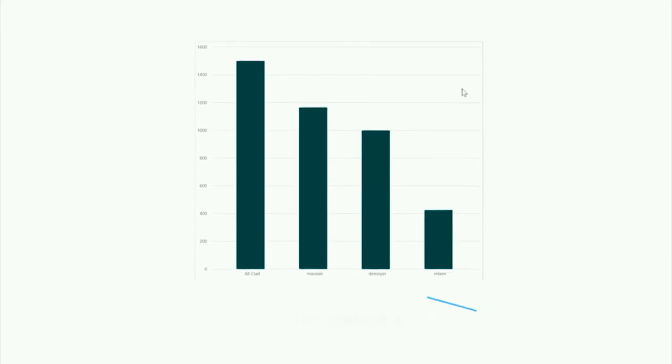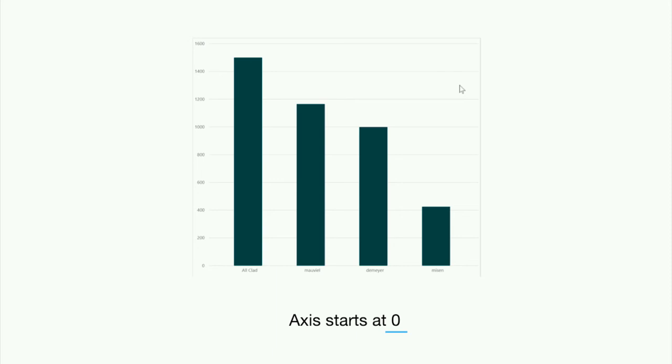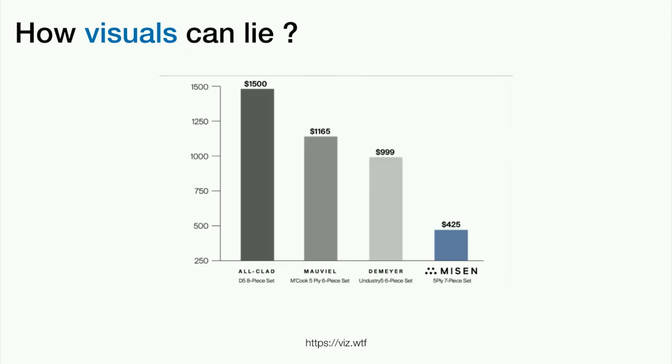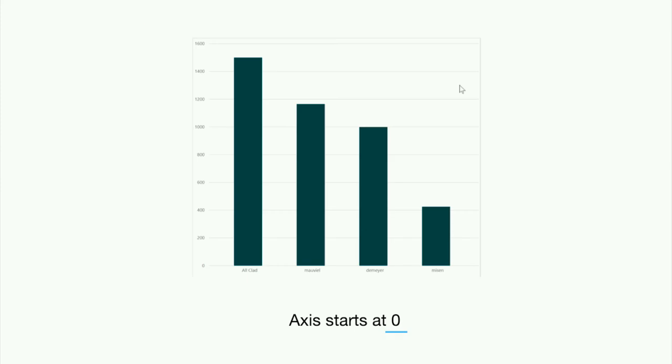Here, the axis actually starts at 0. But in the previous one, let me go back if I can. If you go back here, let me see. The axis starts at 250. And in here, the axis starts at 0. And this is a mistake we always make.